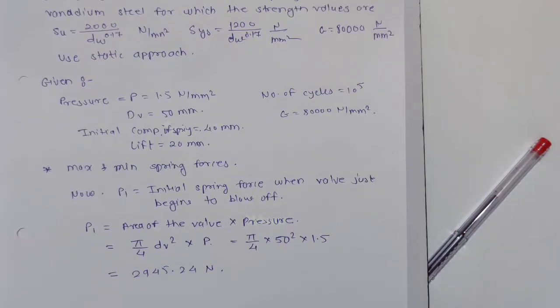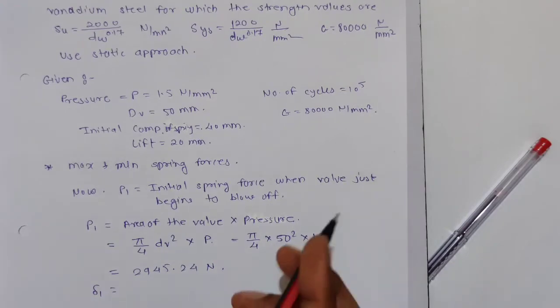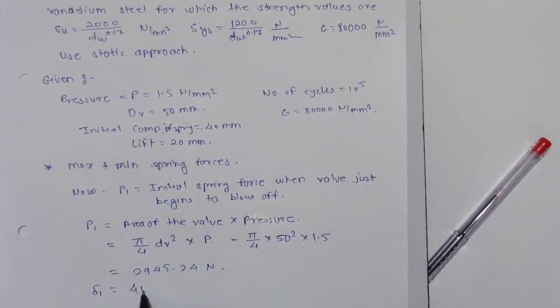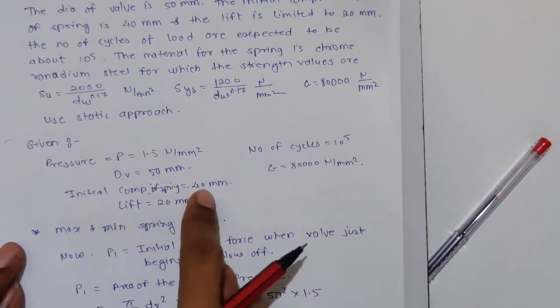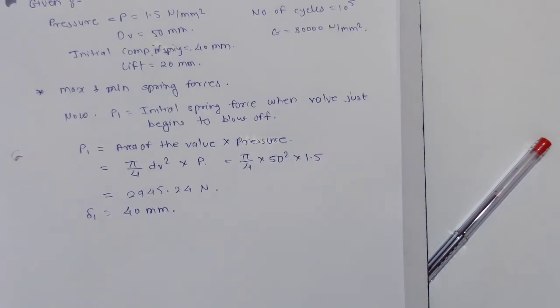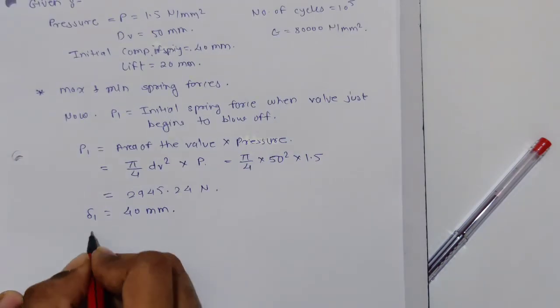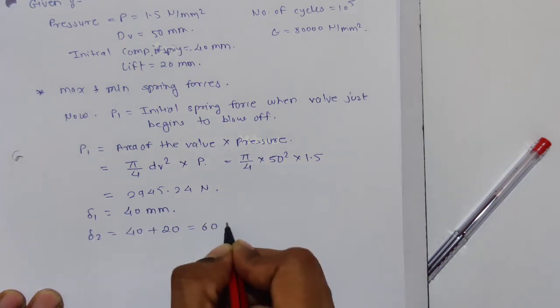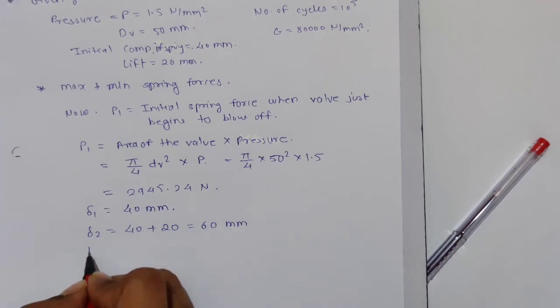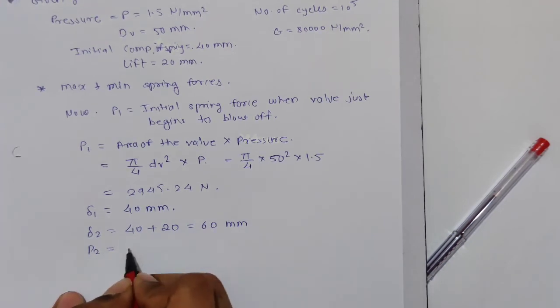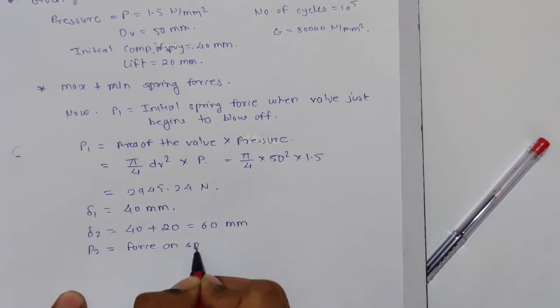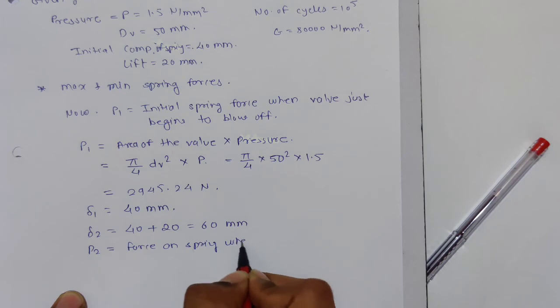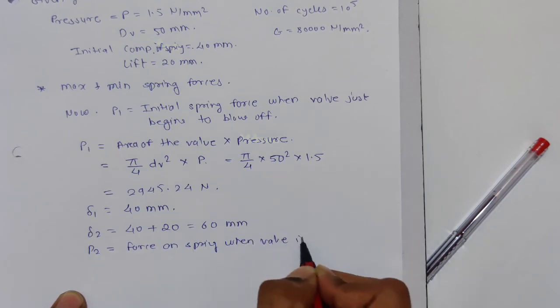Okay, now at this pressure, the delta value will be, we know the delta value. So delta value, I am just considering it, that is 40 mm. So it is initial compression of spring, it is given initial compression of spring 40 mm. So what will be the final compression? So that is delta 2, that is 40 mm plus lift of 20 mm. So finally 60 mm. Let's say P2 is equal to force on spring when wall is fully open.